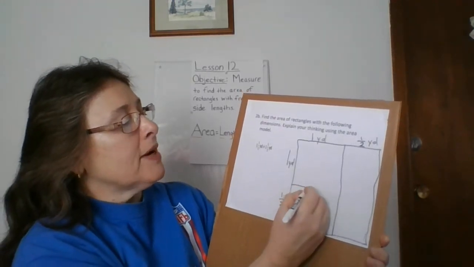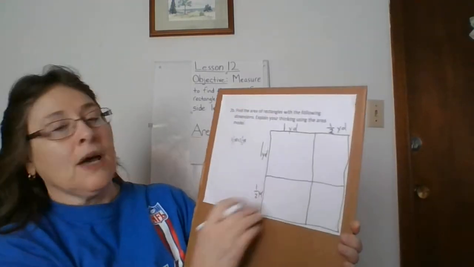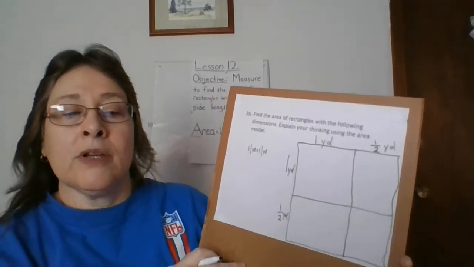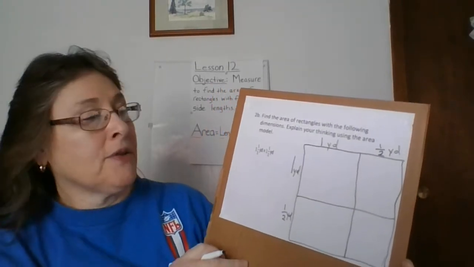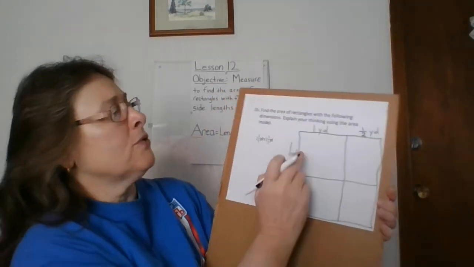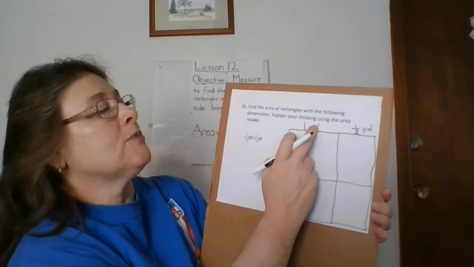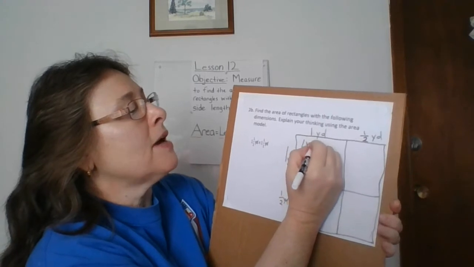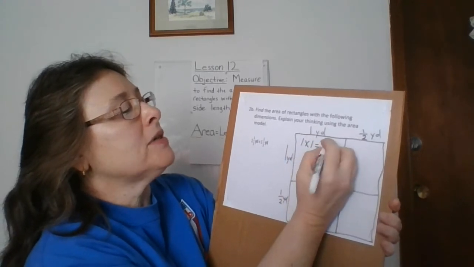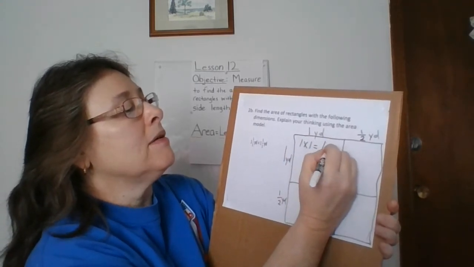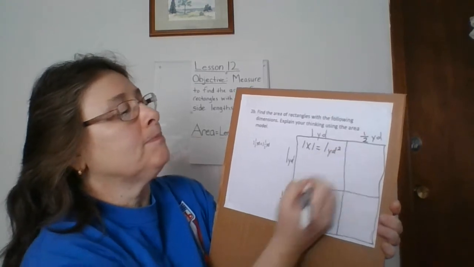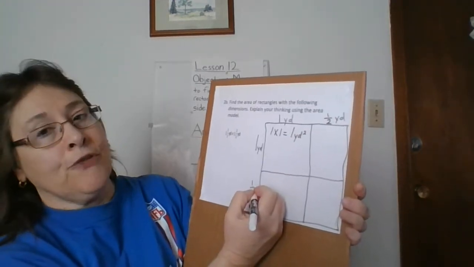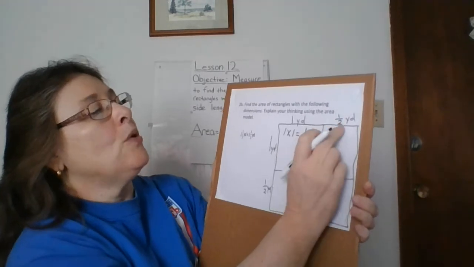So now I'm going to break up my area model so I have a top and a bottom. So now what's left for me to do is find the area of my 4 parts. The first thing I'm going to do is multiply my length times my width, so that would be 1 times 1, and 1 times 1 is 1 yard squared. Okay, so that first box is done. We'll go over to the second one.